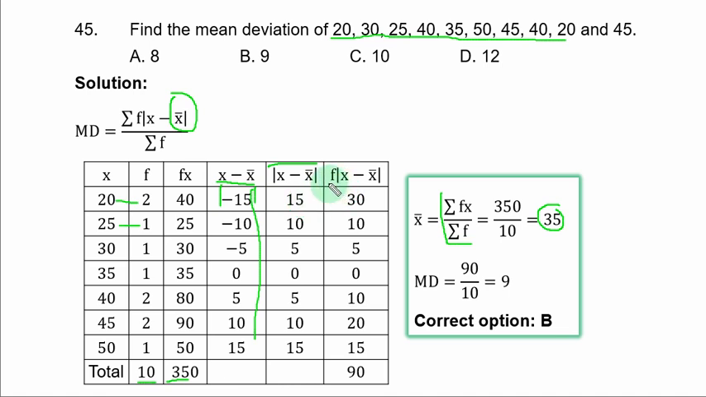Then you have f times the next column, that is f multiplying this column, and you get this column. 2 times 15, 30. 1 times 10 is 10, and so on. And when you add, you have 90. So therefore, the mean deviation is 90 divided by 10, and that is 9. B is the correct option.